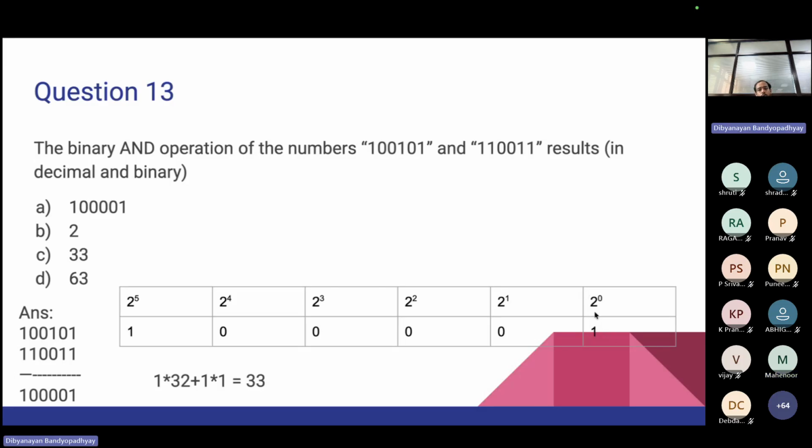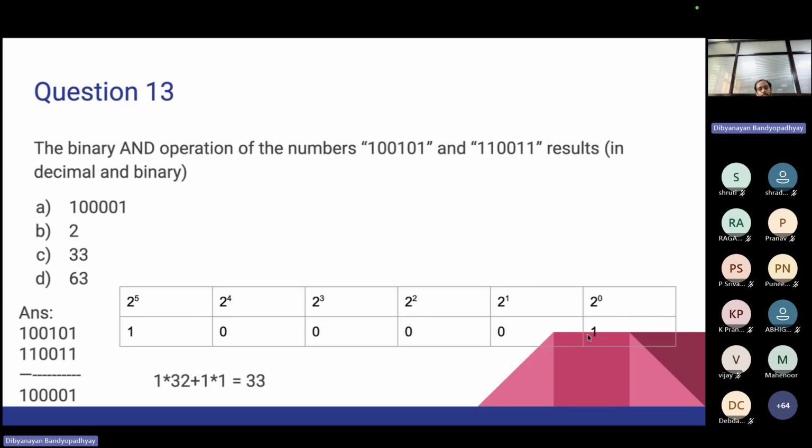So 1 into 2 to the power 0 plus 0 into 2 to the power 1 plus 0 into 2 to the power 2 plus 0 into 2 to the power 3 plus 0 into 2 to the power 4 plus 1 into 2 to the power 5. So this is how you calculate it. So all the 0 into parts will be gone.